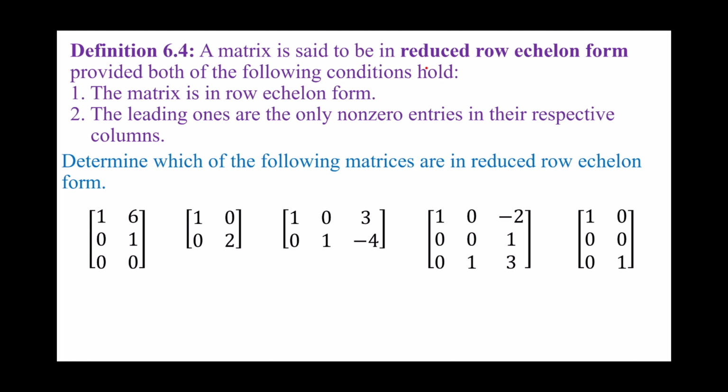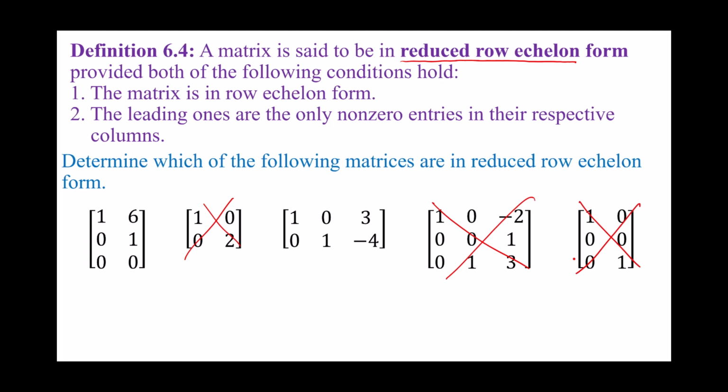A matrix is said to be in reduced row echelon form, provided both of the following conditions hold. So first, the matrix is in row echelon form. And second, the leading ones are the only non-zero entries in their respective columns. So these are the same matrices. The first condition here is the matrix has to be in row echelon form. So these 3 were not in row echelon form, so we know they can't be in reduced row echelon form because that's the first condition for reduced row echelon form.